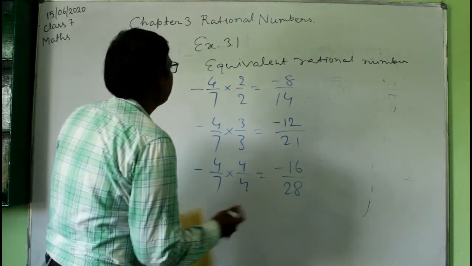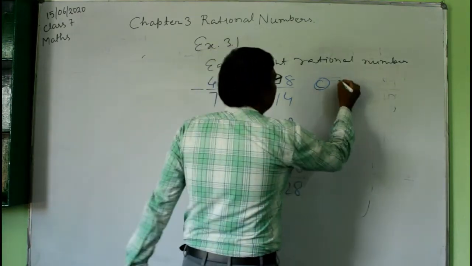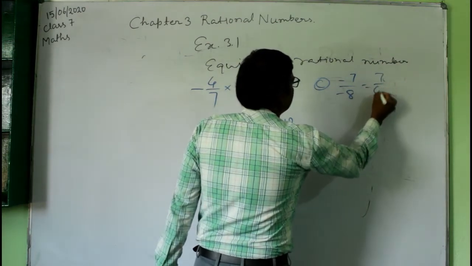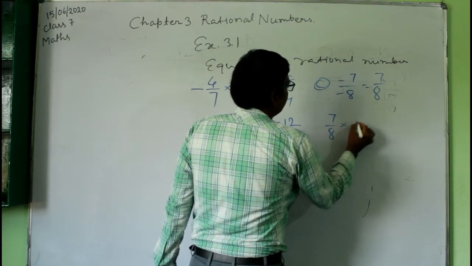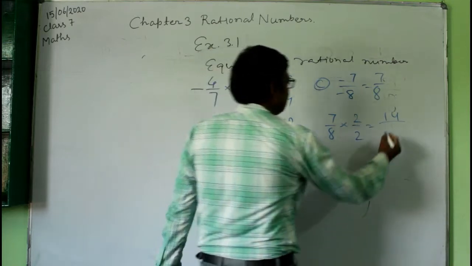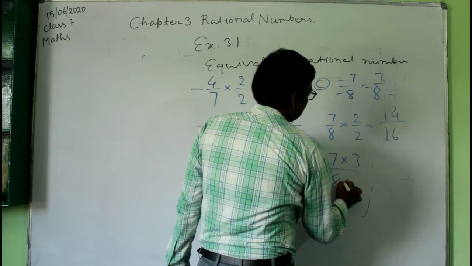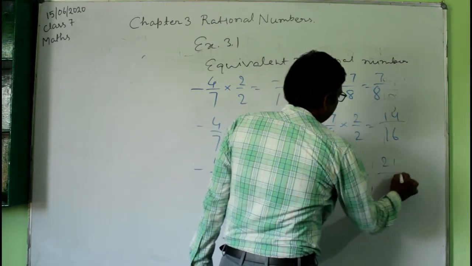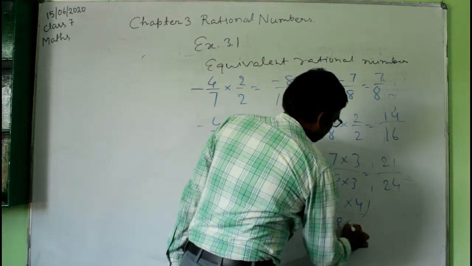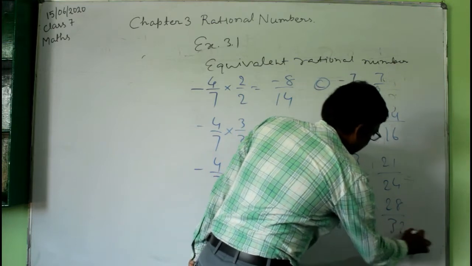And question number C is here, and in this both are negative, so make it positive, like minus 7 by minus 8 becomes 7 by 8. Then write 7 by 8 into 2 by 2, so you will have 14 by 16. And next, 7 into 3 by 8 into 3 is equal to 21 by 24, and 7 into 4 by 8 into 4 is equal to 28 by 32.